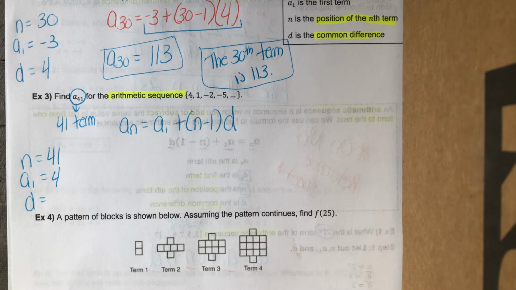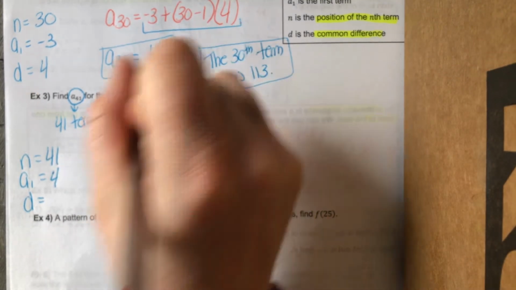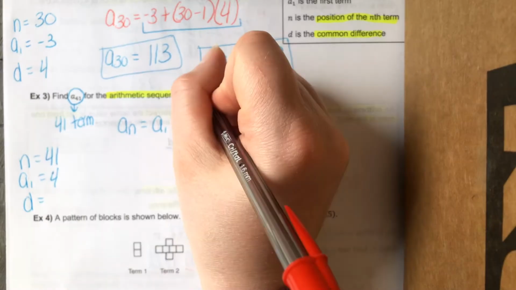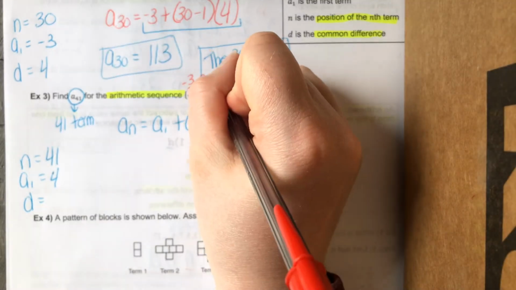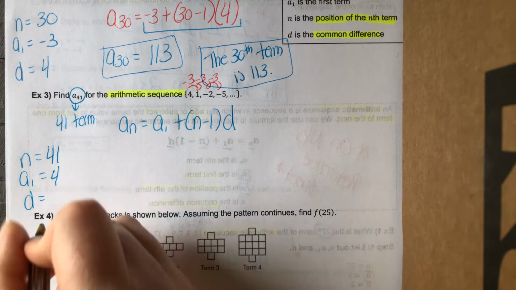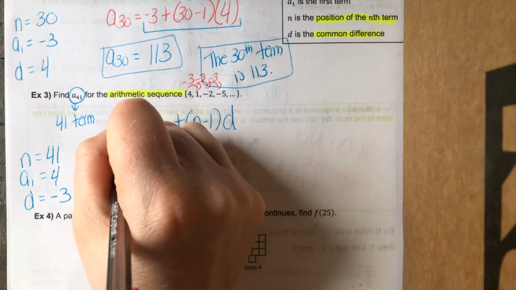So I'm going to say, well, how do I get from 4 to 1 using subtraction? Well, if I subtract 3, I get 1. So if I try it again, 1 minus 3 is -2. And -2 minus 3 is -5. So I know that it's working, so I know that my common difference is -3. I have to include that sign. And now I'm going to go ahead and just plug in so I can finish this question up.